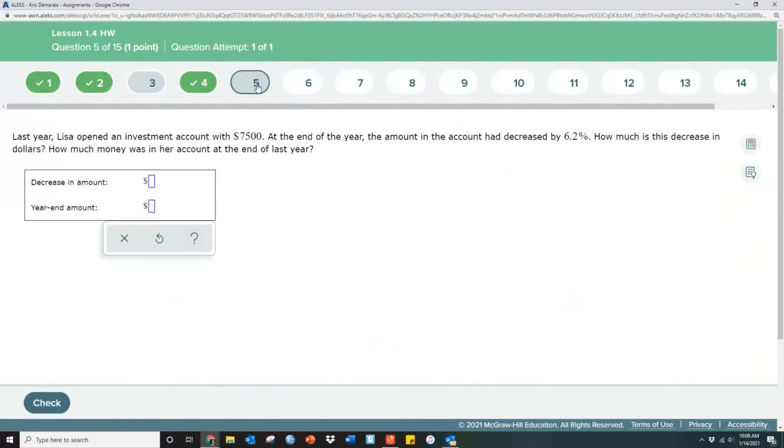This is all about money though, right? So it says that last year Lisa opened an investment account with $7,500. At the end of the year, the amount in the account had decreased by 6.2%. All right, because yes, that does happen in investments. That's why people are scared.